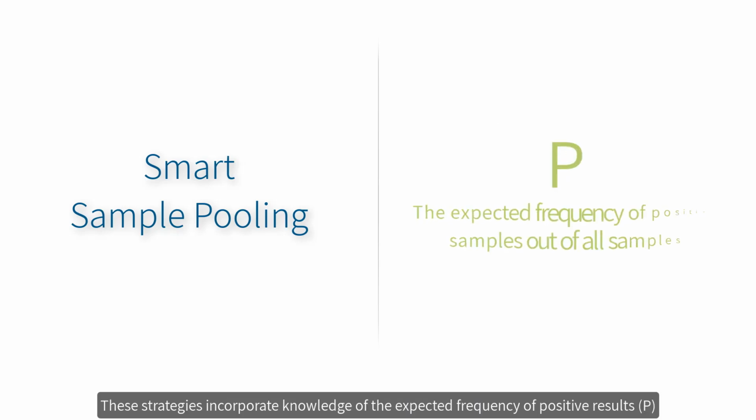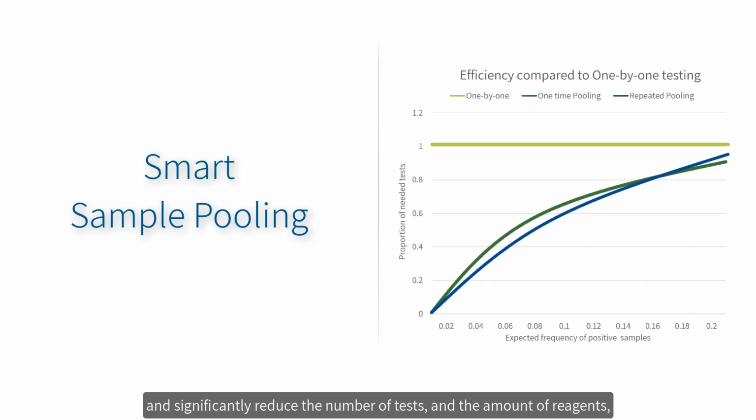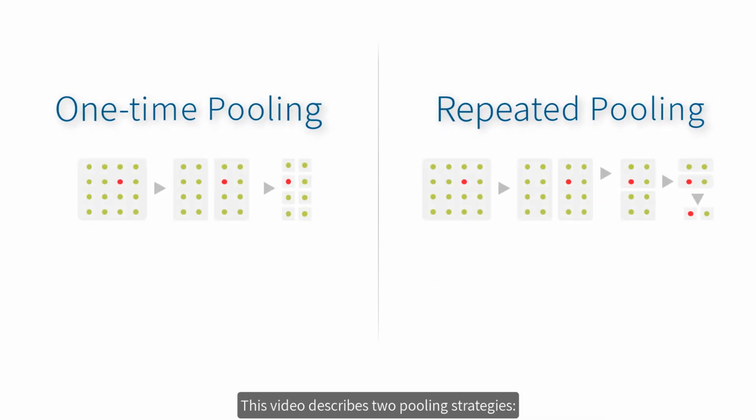These strategies incorporate knowledge of the expected frequency of positive results, P, and significantly reduce the number of tests and the amount of reagents, equipment, and time required to diagnose huge numbers of samples. This video describes two pooling strategies.